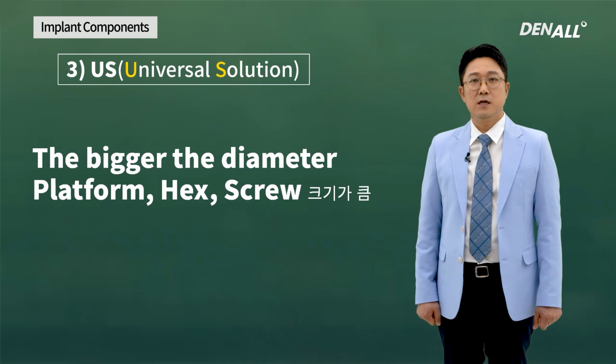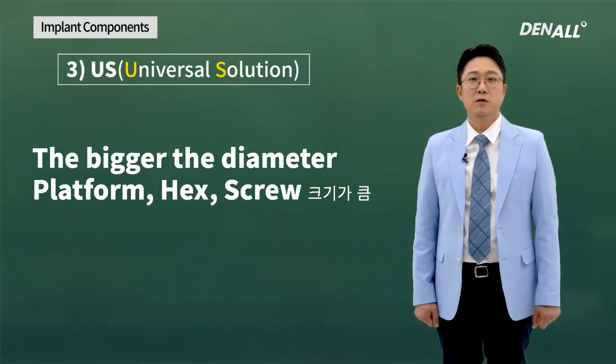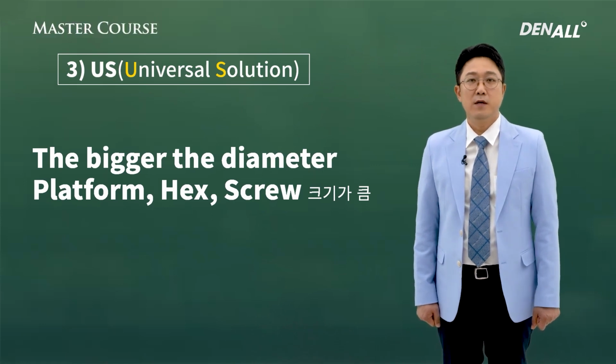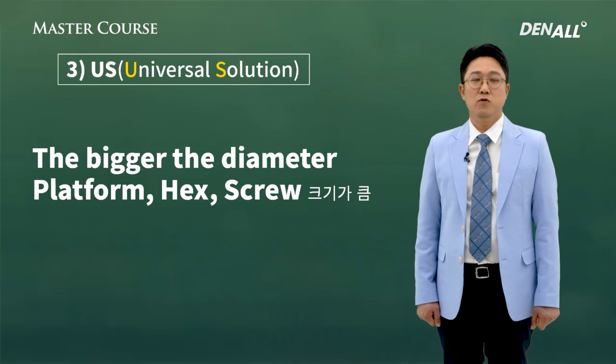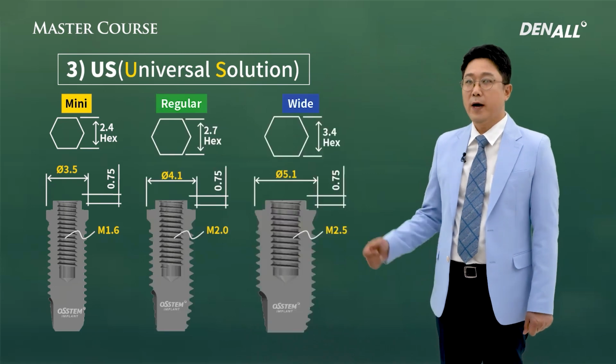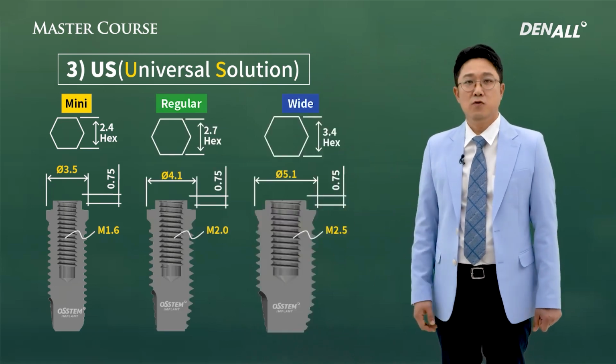US implant, the bigger the diameter, the bigger the platform, hex, and screw. In the case of TS implant, it is divided as mini and regular. In the case of US implant, it can be divided into mini, regular, and wide. There are 3 types.